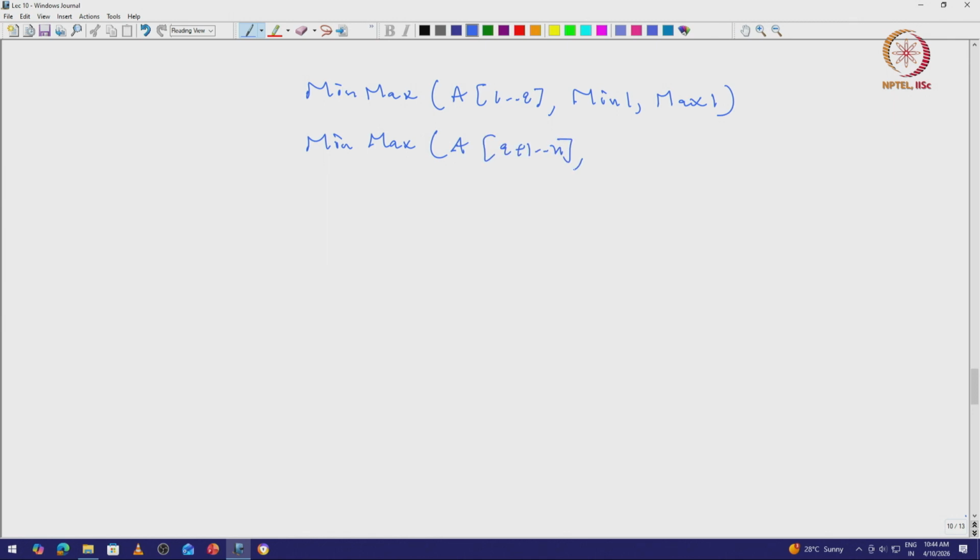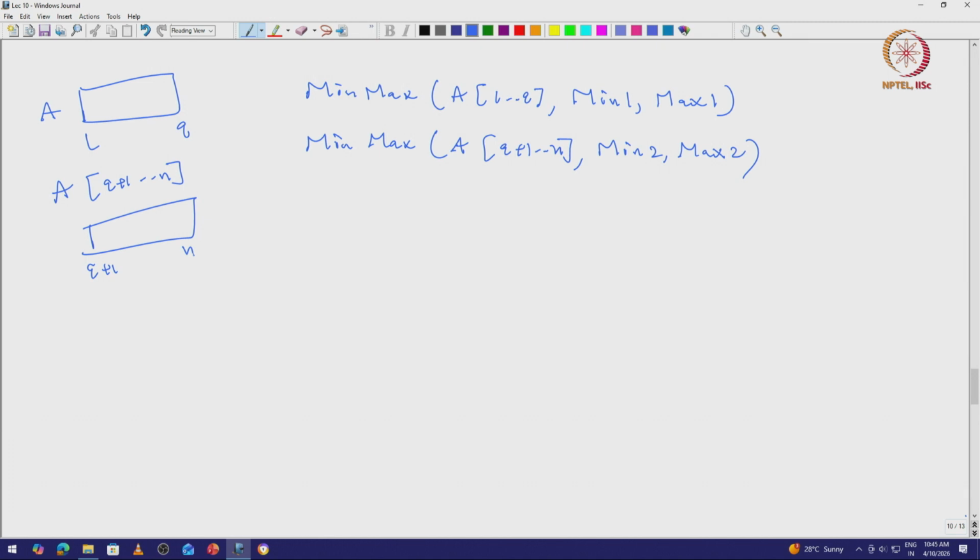This is the right half, min 2, max 2. So, you are calling recursively on A 1 to q, then you are going to call recursively on A q plus 1 to n. The first half min max is min 1 and max 1, the second half min max is min 2 and max 2.